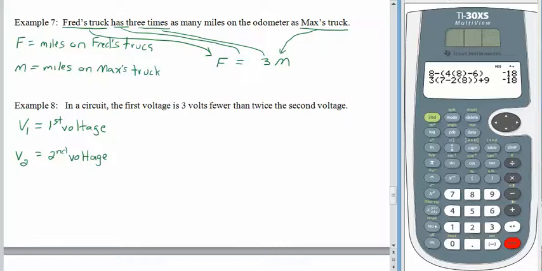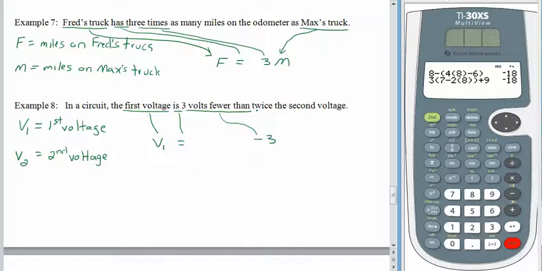Okay, so here we go. The first voltage, that would be V sub 1, equals 3 volts fewer than, you write it. 3 volts fewer means I need to subtract. Fewer than means I need to have that subtraction happen second.